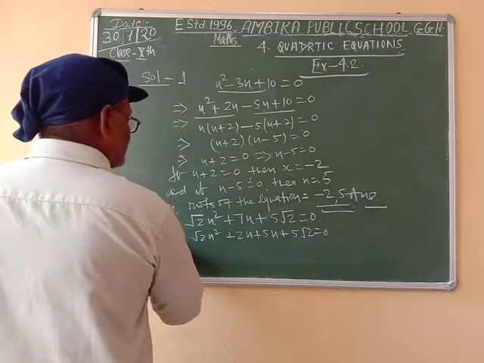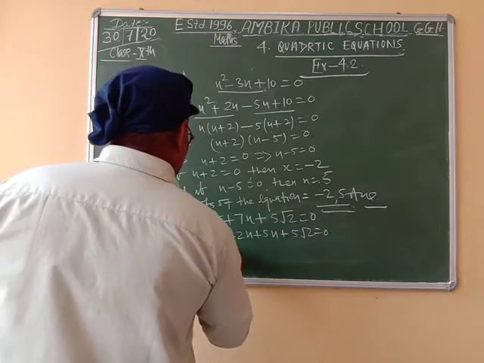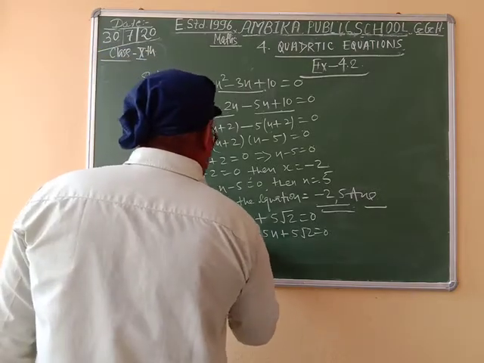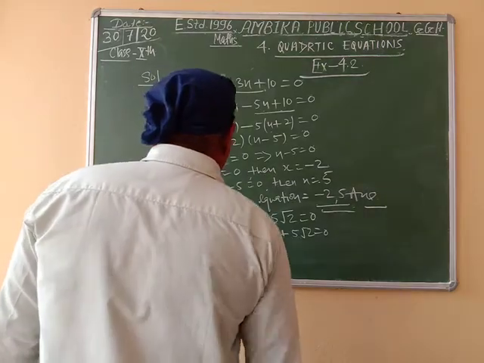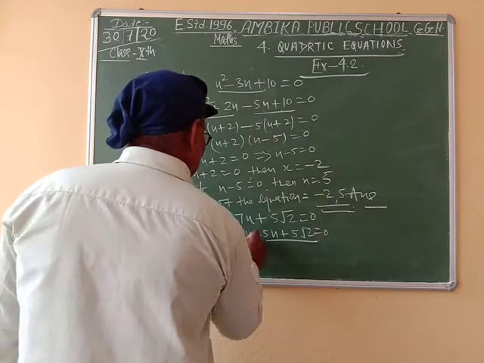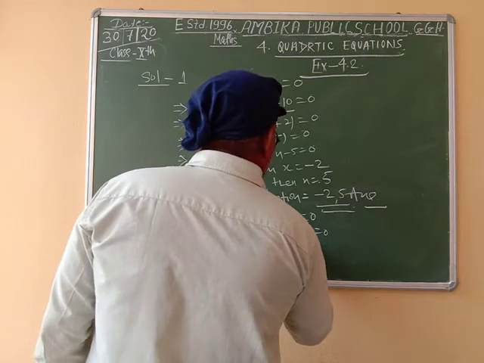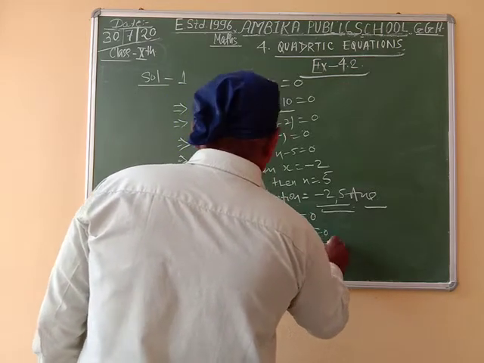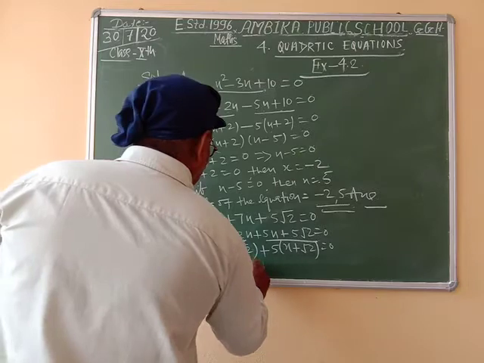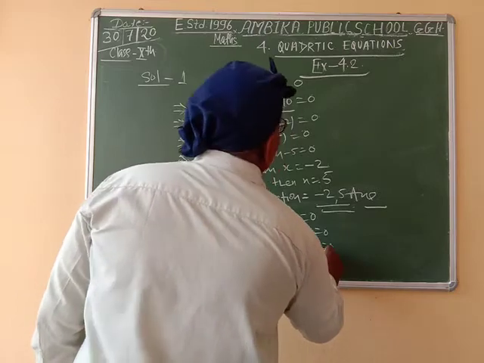Taking common root 2x, we get x plus root 2 in the bracket, because root 2 into root 2 is equal to 2. And taking common 5, we get x plus root 2. So x plus root 2 into root 2x plus 5 is equal to 0.